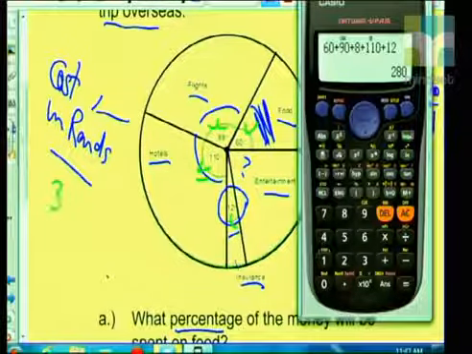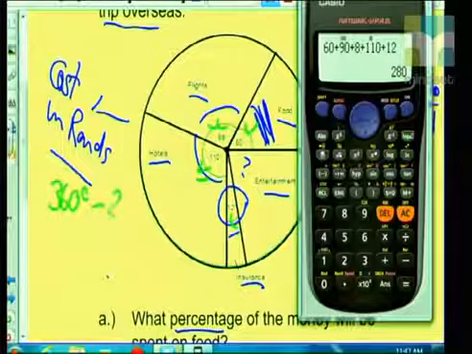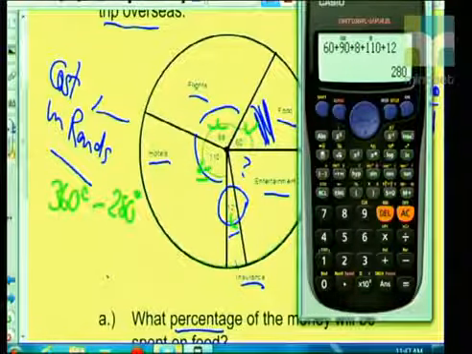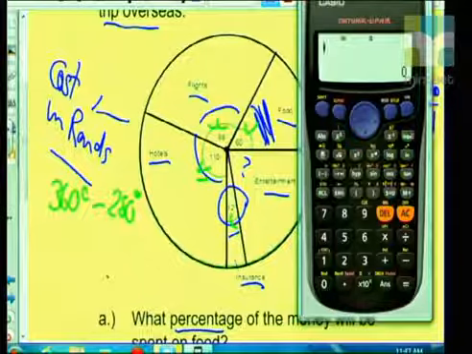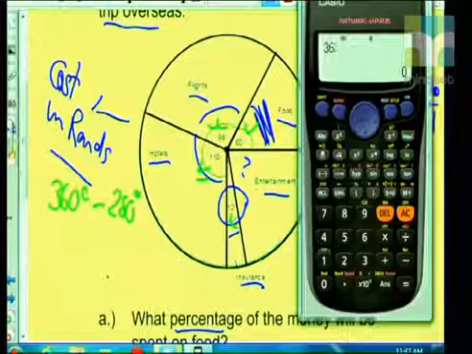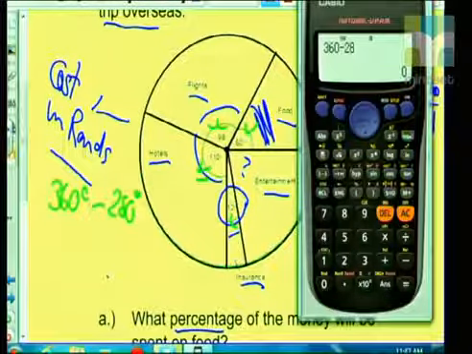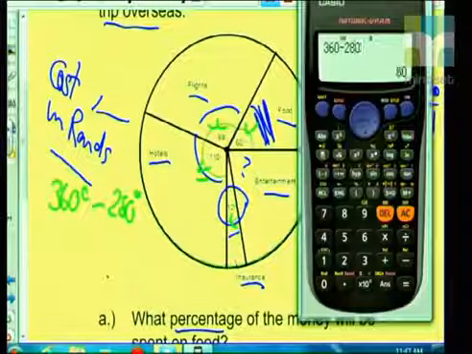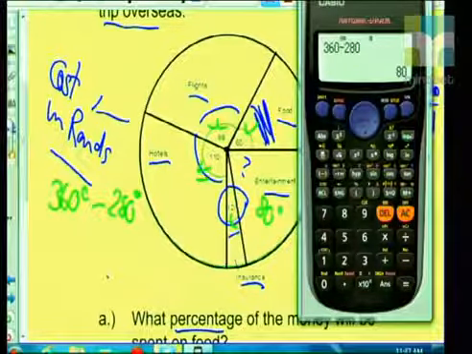So now what I want to say is this missing bit is 360 minus 280 degrees. Got it? So I'm going to remember that was 280 degrees. I'm now going to find the entertainment angle. I'm going to say 360 minus 280, and that gives me an answer of 80 degrees. So this is 80 degrees.